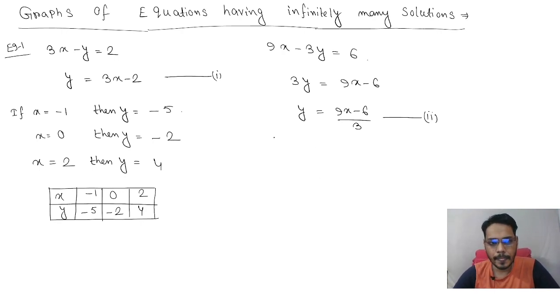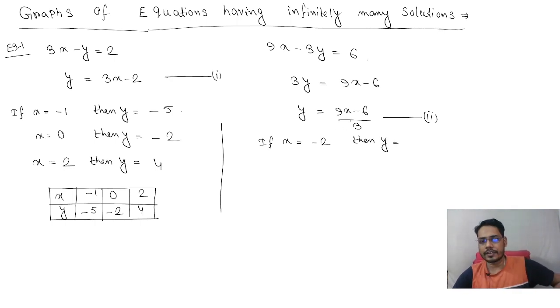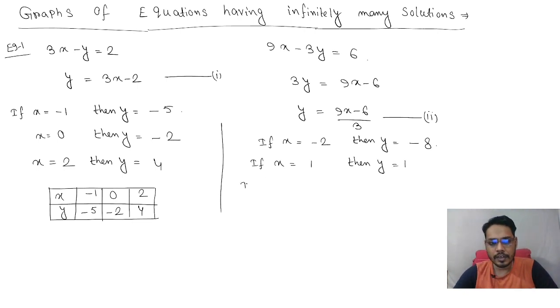Now here in the second equation, if x is equal to minus 2, then y will be minus 18 minus 6, minus 24 by 3. So minus 24 by 3, that means minus 8. Now if x is equal to 1, then 9 minus 6, that will be 3, 3 by 3, that means it will be 1. Now if x is equal to 2, then y is equal to 9 2s are 18, 18 minus 6, 12 by 3, 4. So it will be 4.